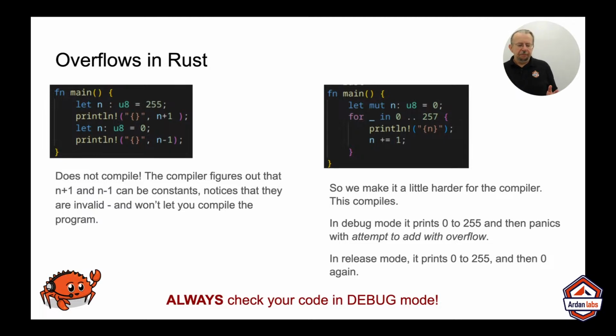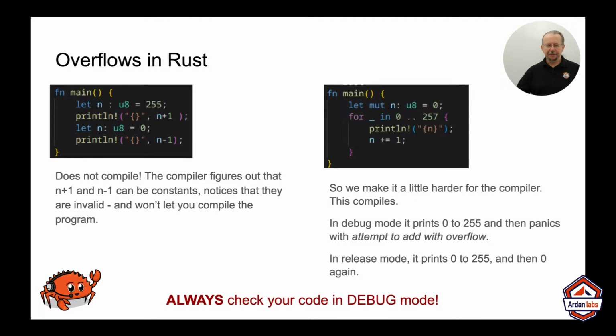And what happens? Well, the answer is, if you're in debug mode, the default, so you've typed cargo run, you get 0 to 255, and then the program panics with the message attempt to add with overflow. So it's tracking the bit that gets set when you overflow in your CPU, checking it, printing it out. Now this is a slightly slower operation. So in release mode, the compiler optimizes that away. And in release mode, when you do cargo run --release, print 0 to 255, and then 0 again.